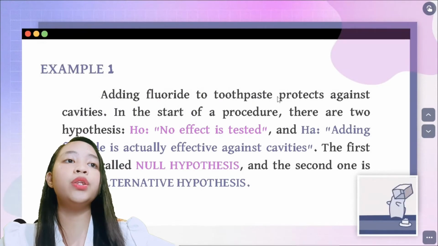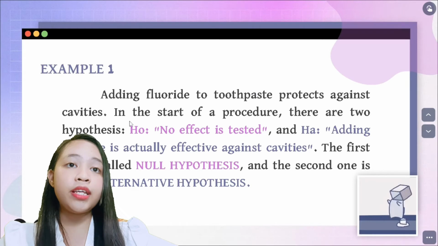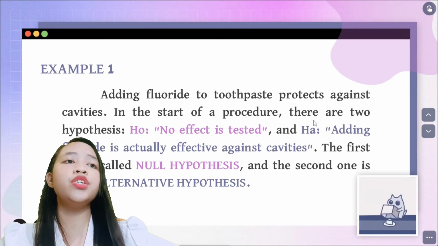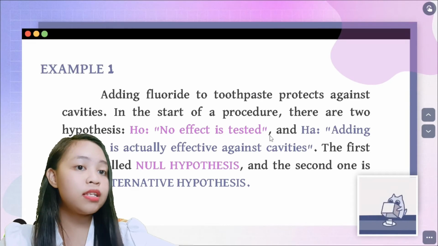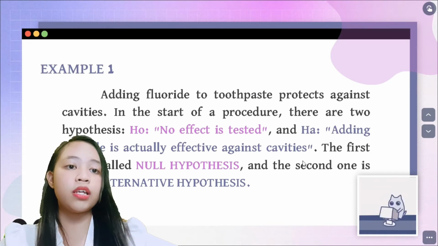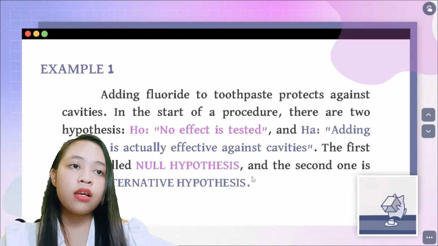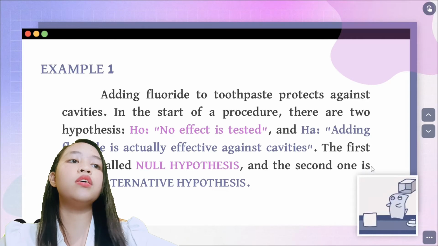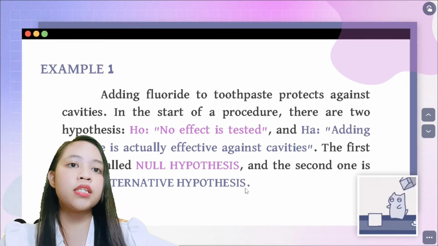Example 1: adding fluoride to toothpaste protects against cavities. At the start of a procedure, there are 2 hypotheses. The first one is that no effect is tested, and the second is that adding fluoride is actually effective against cavities. The first one is called the null hypothesis, and the second one is called the alternative hypothesis.